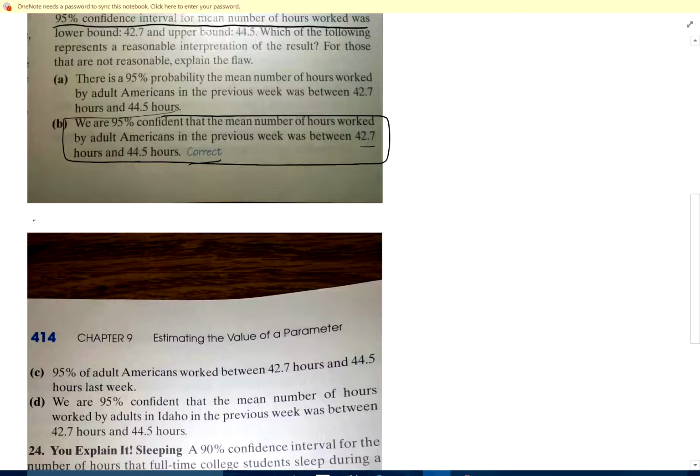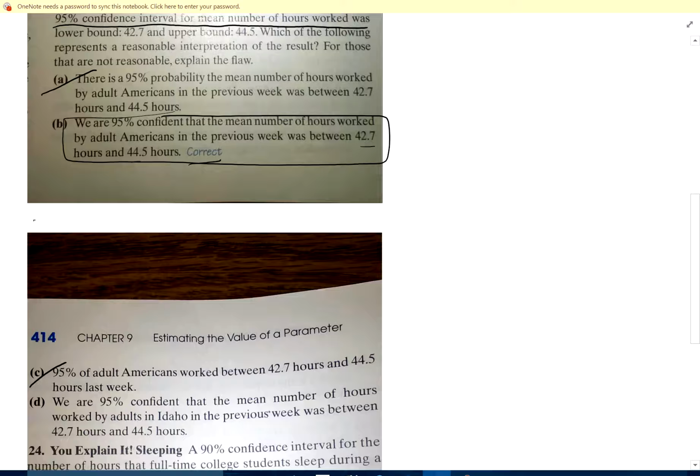A, 95% probability. Why is this wrong? There's a 95% chance that the number of hours worked was in there. No, there's no chance that it's in there because it's either in there or it's not. So that doesn't make sense. Okay. B, 95% of adult Americans worked? No, because this interval is about the population average of all Americans.